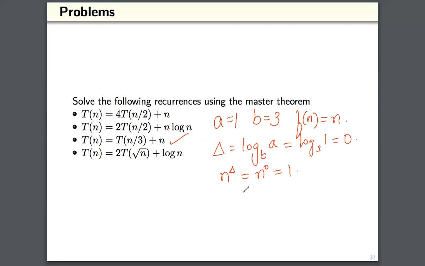So you want to compare f of n and n power delta. You see that f of n is at least n power delta plus epsilon for epsilon equal to 1. Is this correct? Yes, right? Because f of n is n power 1, omega of n power 1 plus 0. Sorry, 0 plus 1, right?